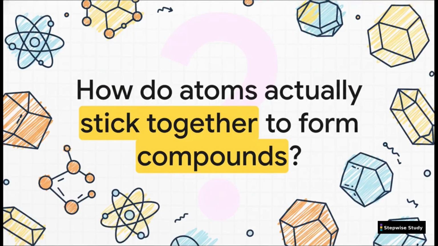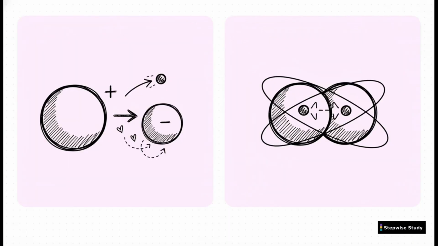Right, that's the million-dollar question, isn't it? What is this chemical bond that's strong enough to hold them together? Well, it all comes down to those tiny, negatively charged electrons we saw zipping around the outside of the atom. Atoms basically form these bonds in two main ways.